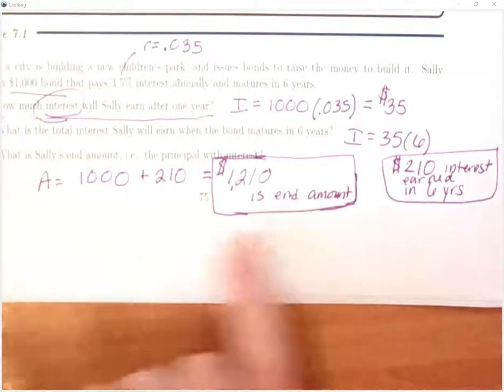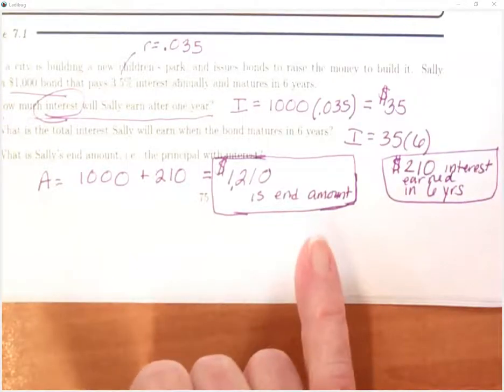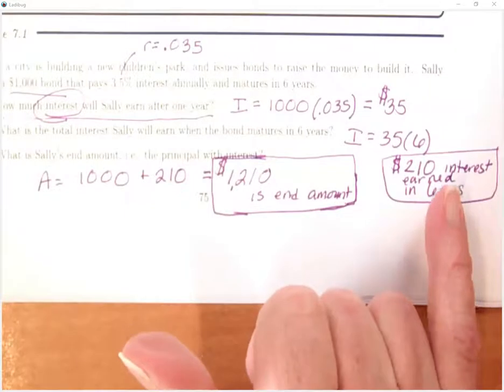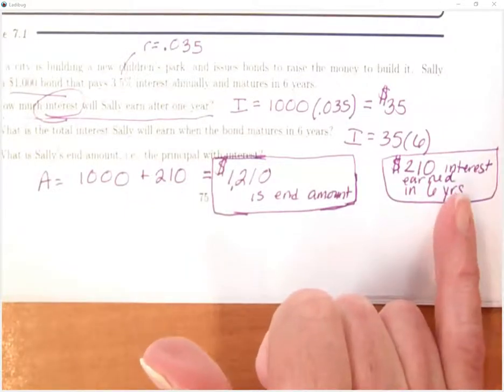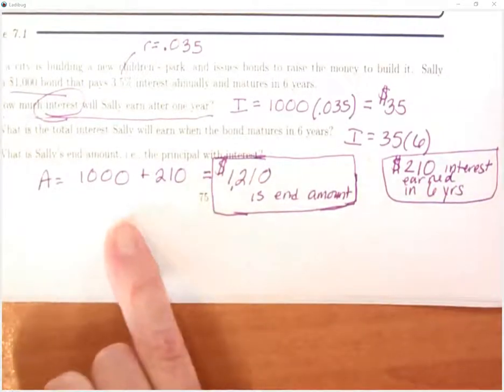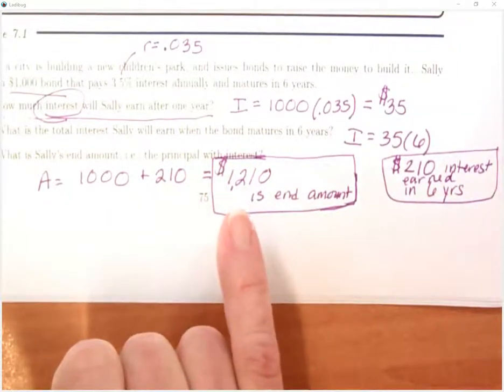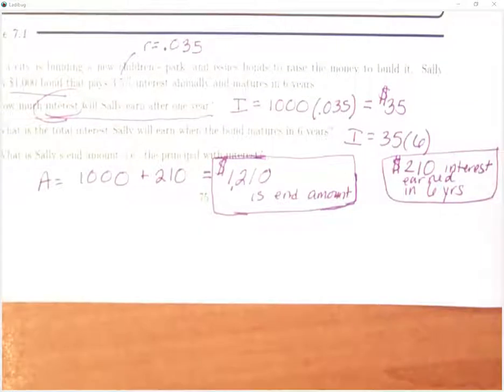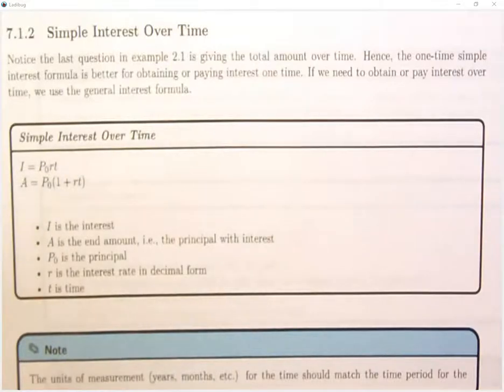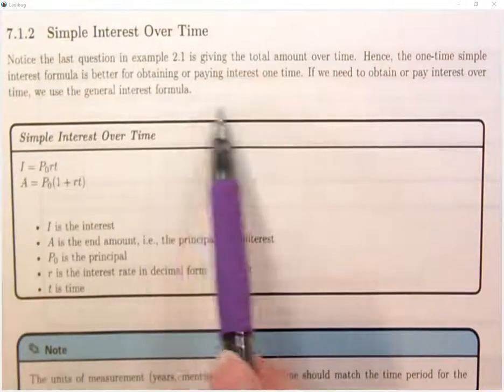Okay, so here are the answers to the classwork that I left for you. $210 interest earned over the 6 years, and add that to the principal for part C, and you'll get $1,210 as the end amount A. Okay, so now you can see where we need to factor in the time depending on what the problem says. So that's just what this says up here.